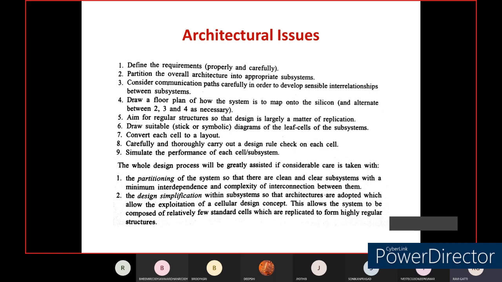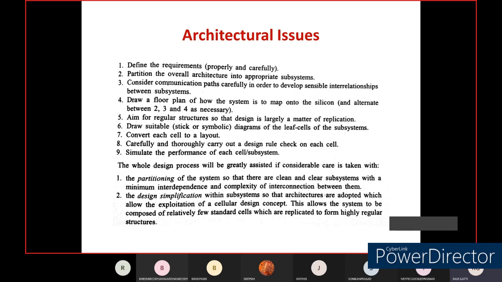The first architectural issue is defining the requirements. You need to define your requirements properly, and you should also be very cautious about what constraints there are for your design, because based upon the constraints we are going to change the architecture of the subsystem. Therefore, defining the requirements plays a very crucial role, and it is the fundamental step in order to select the architectural process for your subsystem.